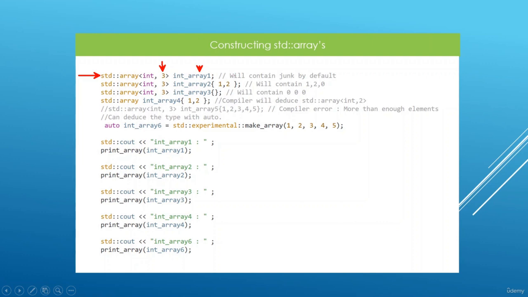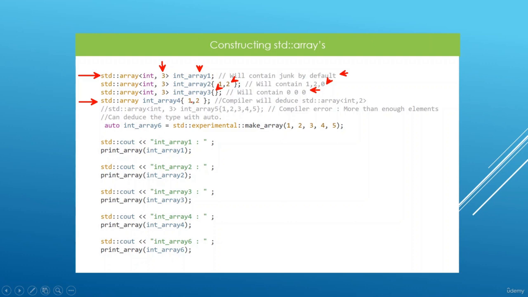And by default, the array will just contain junk data, but you can initialize your array with data. So for example, if we put in 1 and 2, the first and second element will be initialized to 1 and 2, and the last element will be initialized to 0. You can use an empty pair of braces, and this is going to initialize everything to 0. We can let the compiler deduce the size by using an int array and not specifying anything and just putting in data.